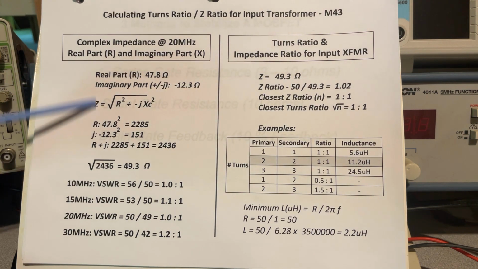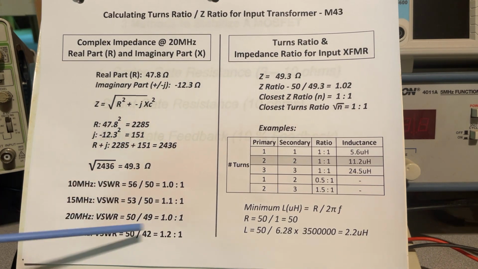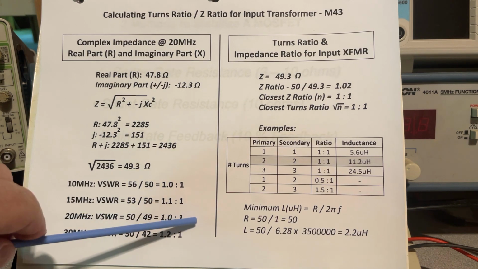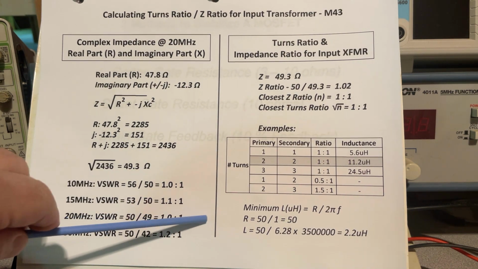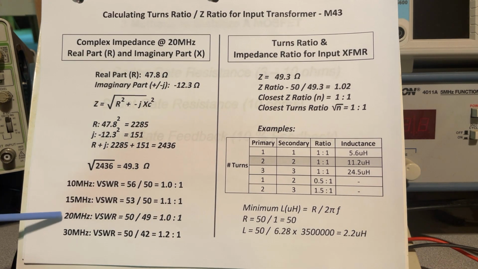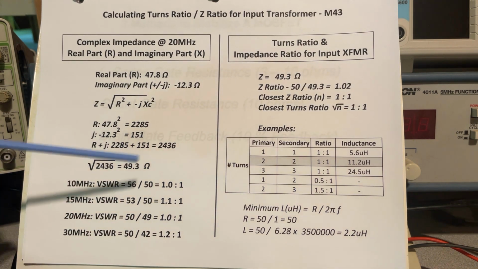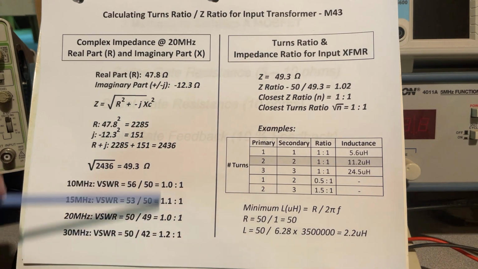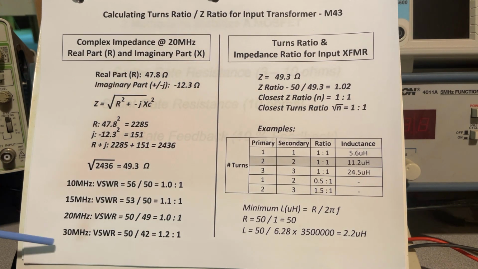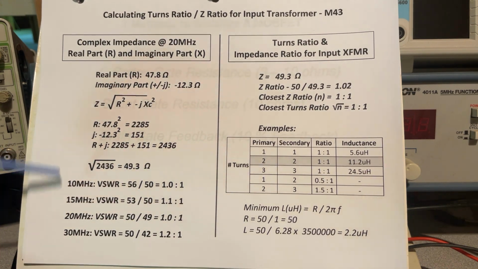So let me go back to this side of the slide. Okay, so here we are, 20 megahertz. I got a 1-to-1 SWR calculated from my simulation. And then we had four other places here. I used 10, 15, 20, actually 25 on my spreadsheet, and 30. And you can see we got fairly good SWRs across the frequency band. Remember, I'm tuning this amplifier from 10 to 30 megahertz with a 20 megahertz bandwidth.